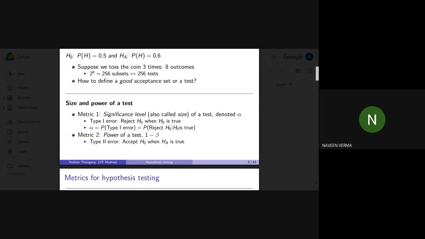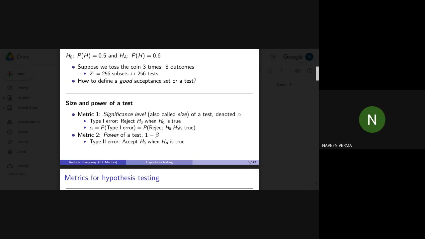Sorry, ma'am, could you repeat this? Ma'am, but 1 minus beta is accept H naught when HA is true, ma'am. No, that is beta. Beta is called the probability of making a type 2 error. So that beta is when HA is true, you are accepting H naught. Only beta.